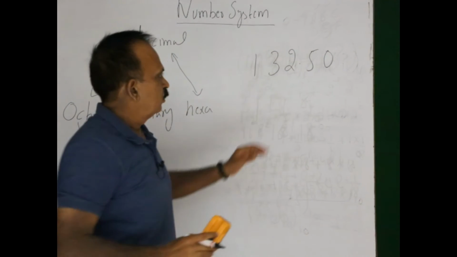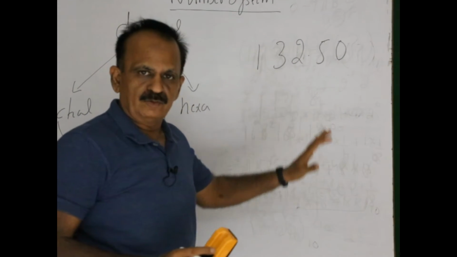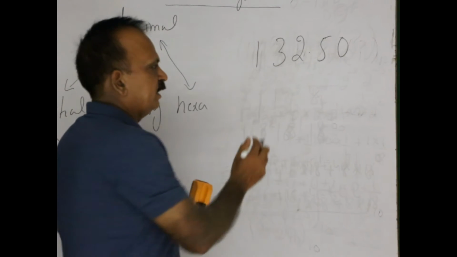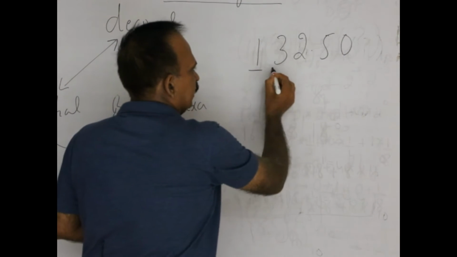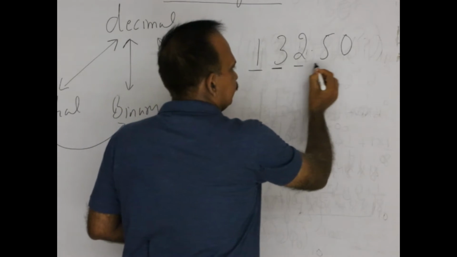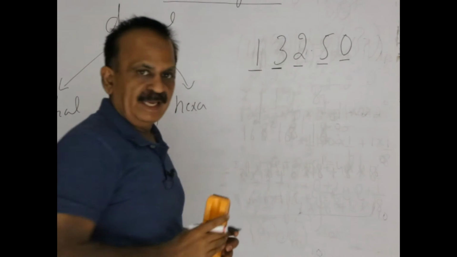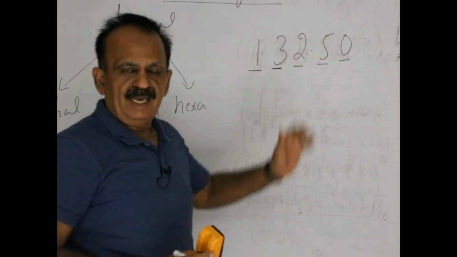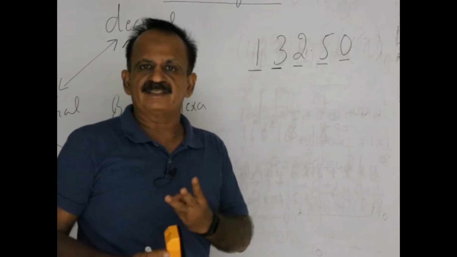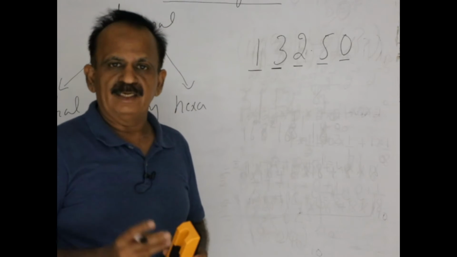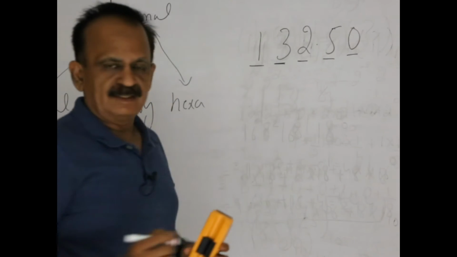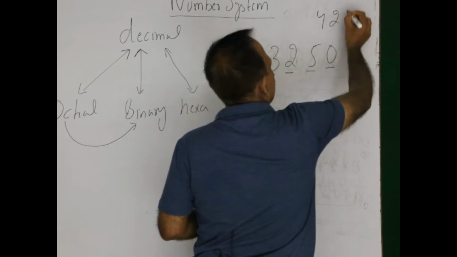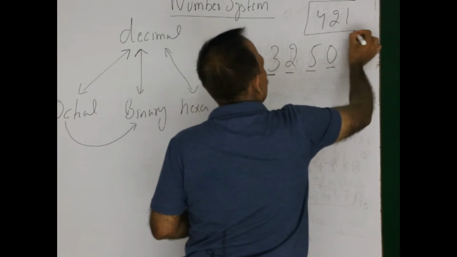132.50. Now converting an octal number to binary is a very simple step. I have to write the binary equivalent of each octal digit, and it has to be a 3-bit combination. For this we use a code, and that code is 4, 2 and 1. How is this code used?